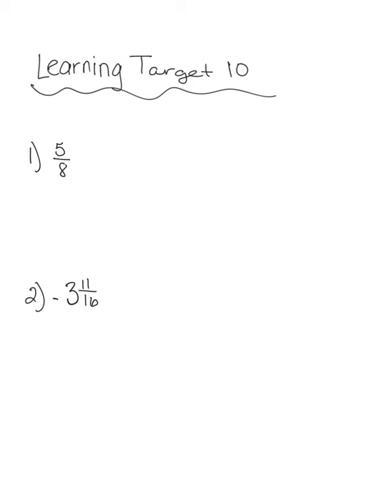This is Mrs. Reister with your review video for Learning Target 10. To sum it up, Learning Target 10 is all about converting a rational number to a decimal. So in essence, we are taking a fraction and we'll be representing it as a decimal. So let's begin with question 1, which is the fraction 5/8.